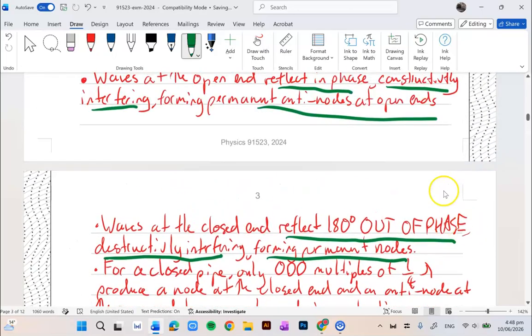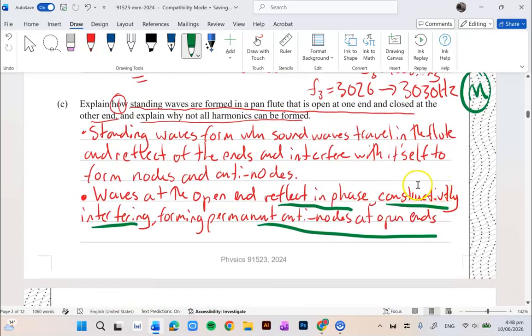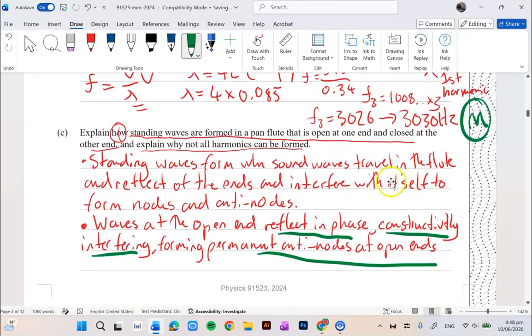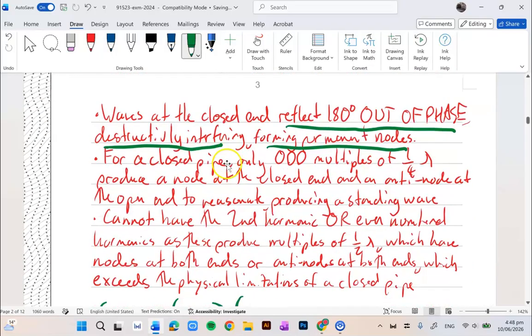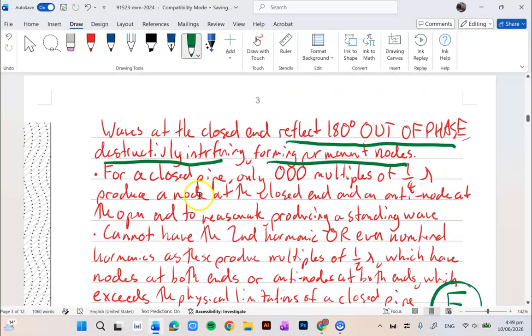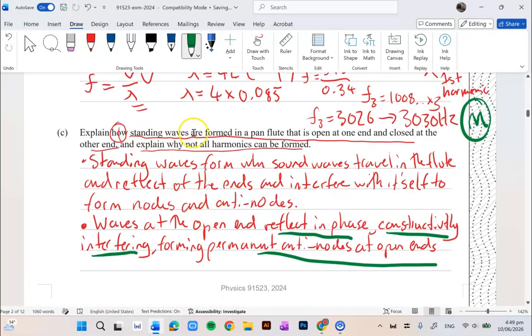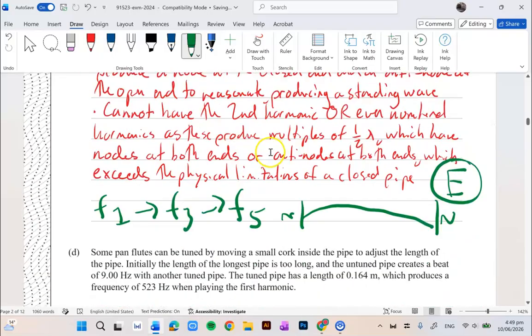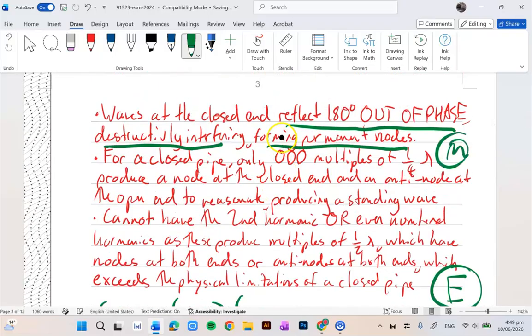So that's that question. This is a pretty big excellence question. To get excellence, you needed to have explained both points. So E is everything. A merit is you explain one of them well. So you either explain how the standing waves are formed or you explain why not all harmonics can be formed. So M is one well explained.